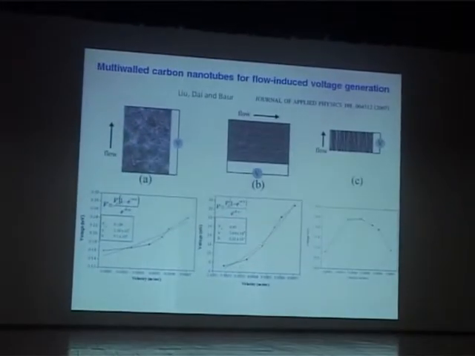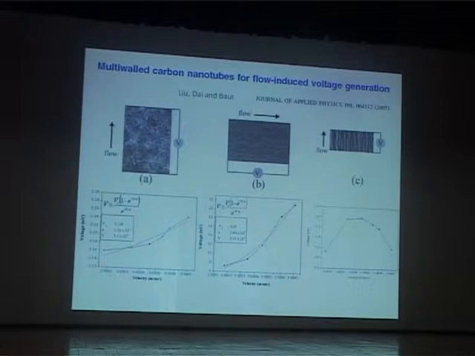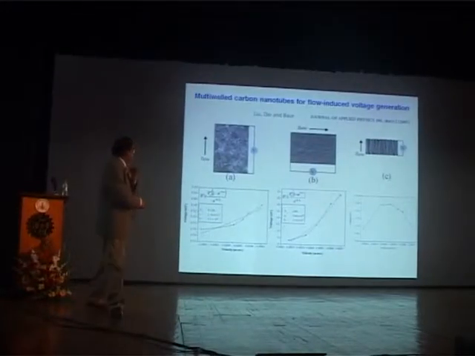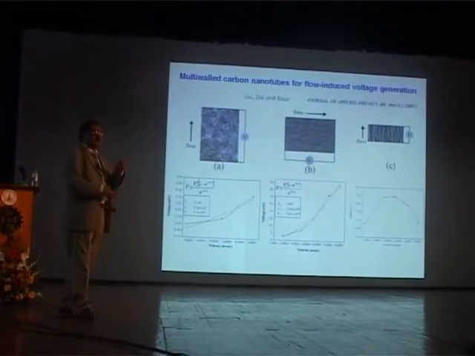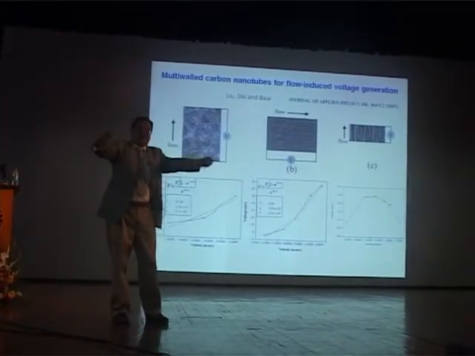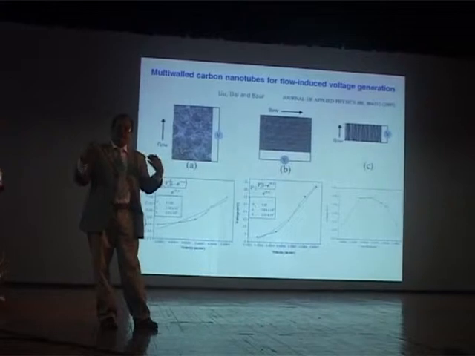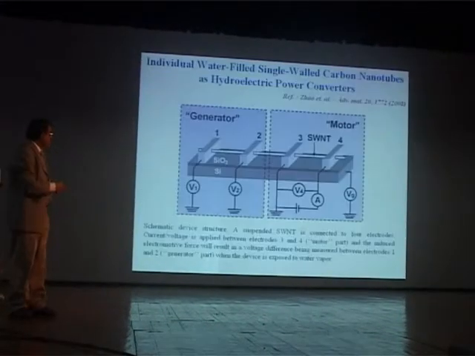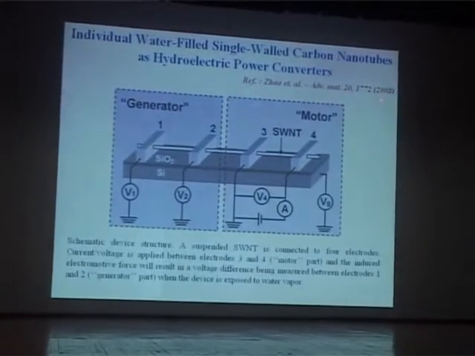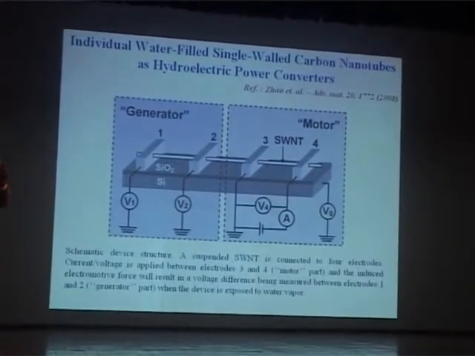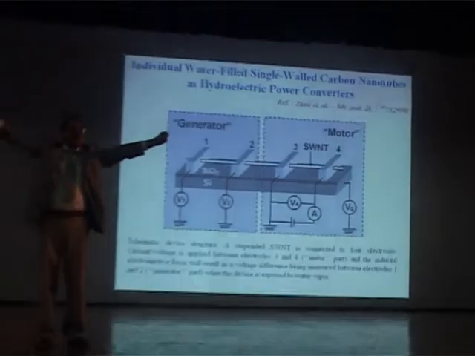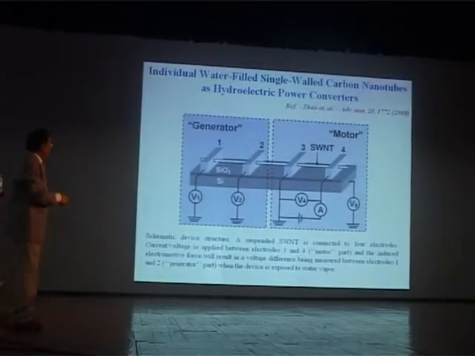The red graph is the theory from our paper, which shows that you can get voltages of the order of 22 millivolts just by aligning this multi-wall nanotube. And you can get very, very large signals from these nanotubes. And this is another paper which appeared, which is very beautiful. They take a single wall nanotube, one tube, a few microns long, and connect 4 electrodes.